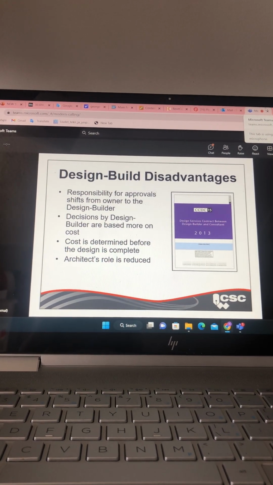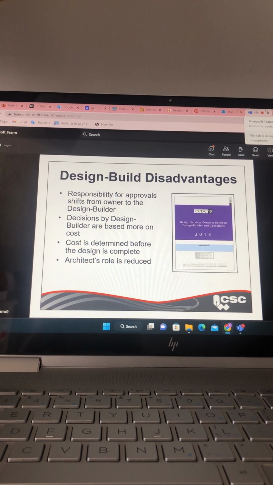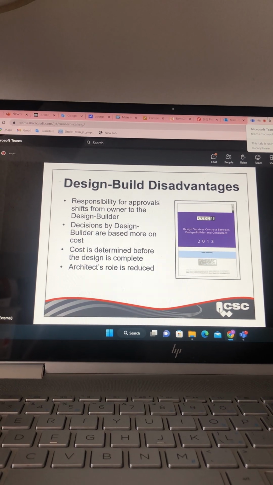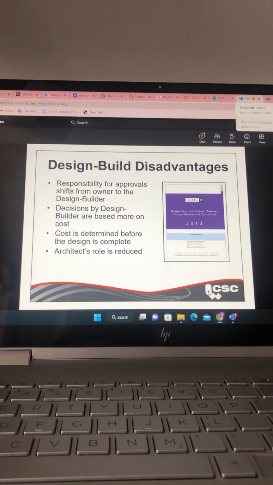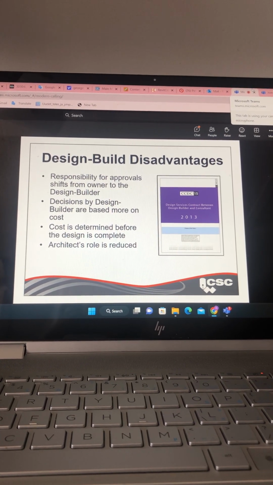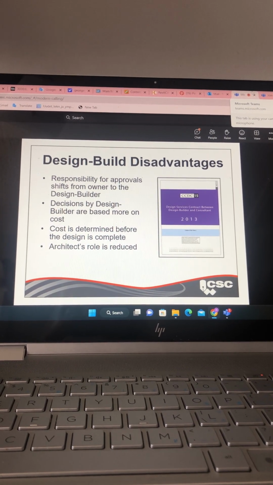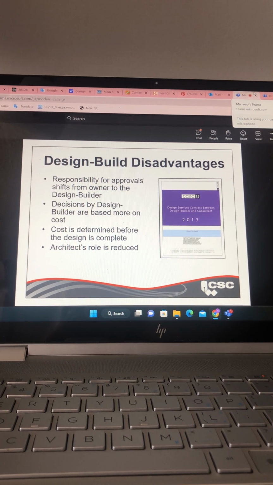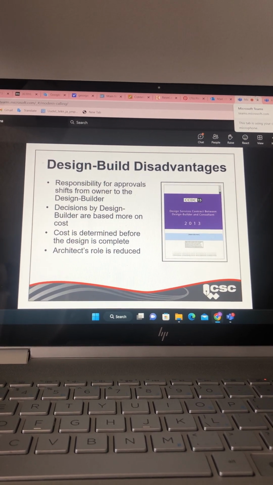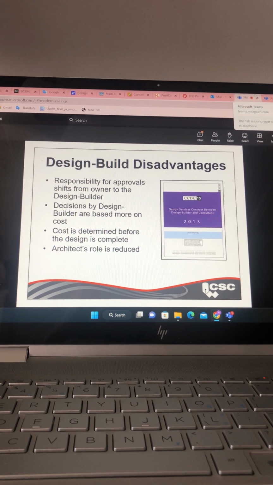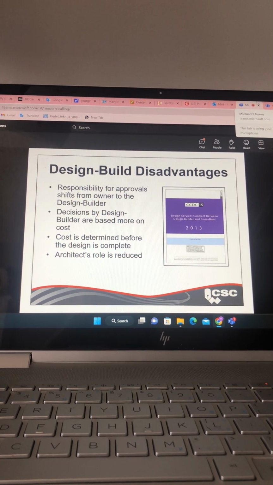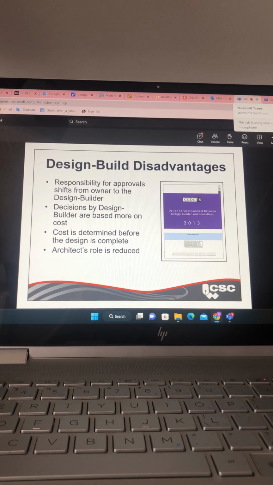So let's talk about some of the disadvantages now. The responsibility for design approvals now shifts from the owner to the design builder. Decisions by the design builder are based more on the initial cost rather than on design or long-term value. The cost is determined before the design is complete, and the architect's role as the leader of the design team is significantly reduced.